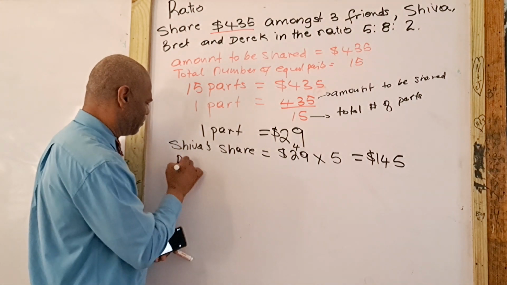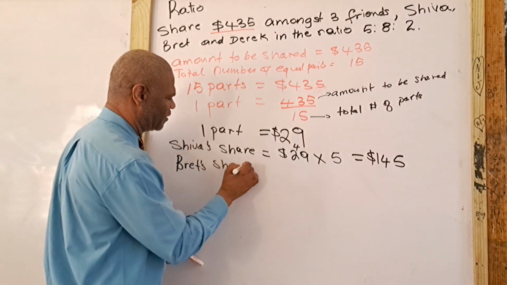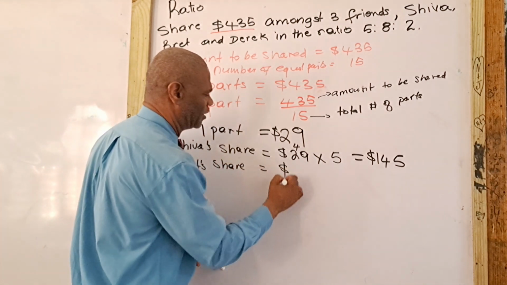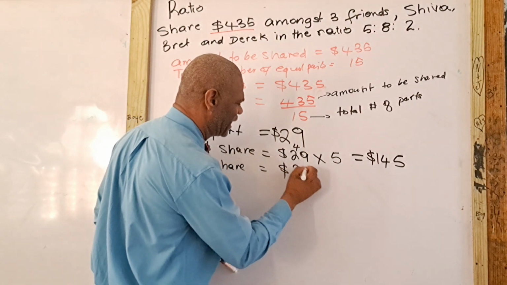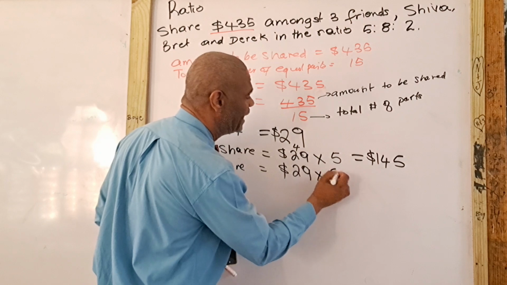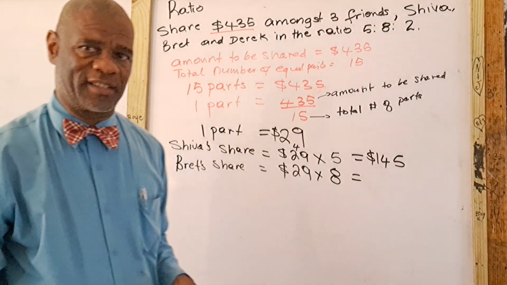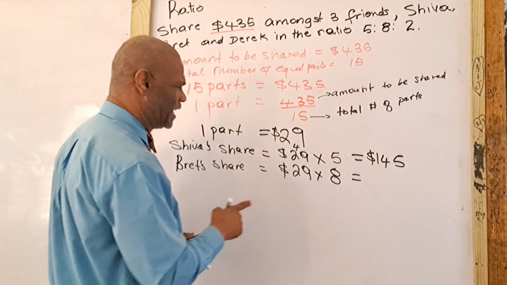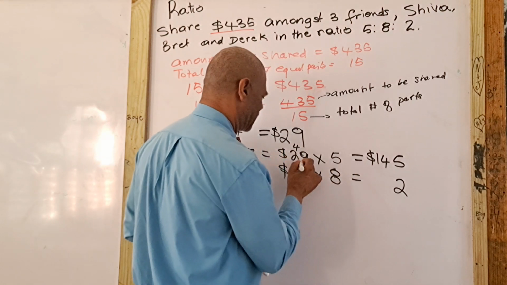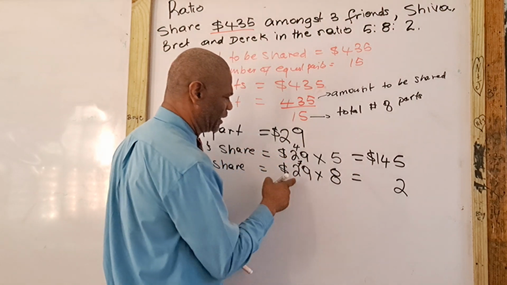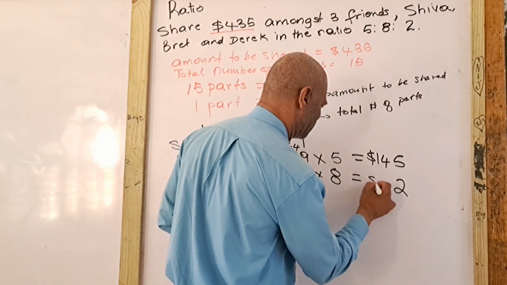Alright? Now let's go to what Brett should get. So we do Brett's share. So Brett would get what? Very good. So that would be 29 times 8. Right? Because Brett gets 8 parts. So it's 8 times 29. So 9 times 8 is 72. So that's 2 carry 7. And 8 times 2 is 16. 16 and 7 is 23.